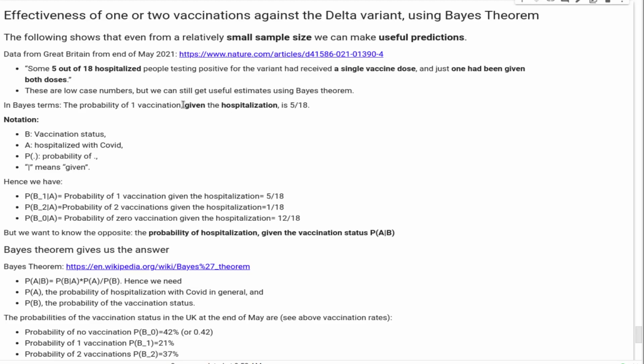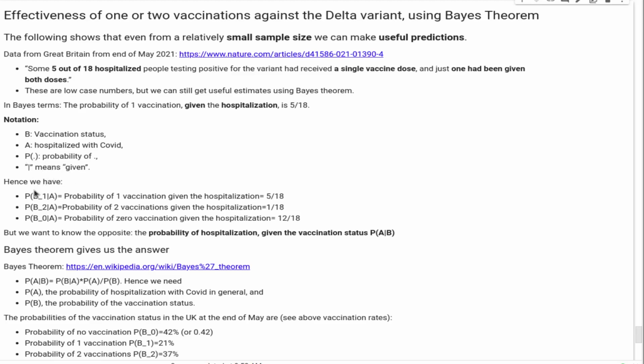And the base term here is the given. Given some condition. Here, given the hospitalization. So we have a probability given this condition, in this case, the hospitalization. So the notation used in Bayes' theorem is usually we have 2 cases, B and A. B would here be the vaccination status. A would be hospitalized with COVID. And P of something would be the probability of something. And then this given is short named by this vertical bar. So this vertical bar means given.